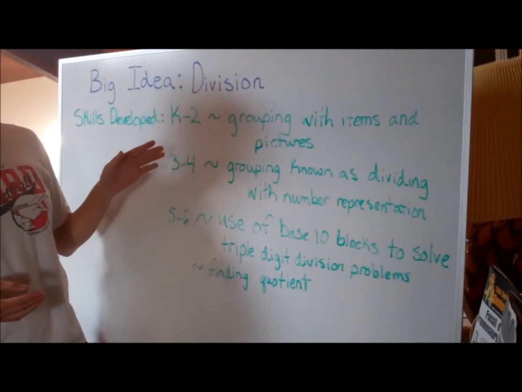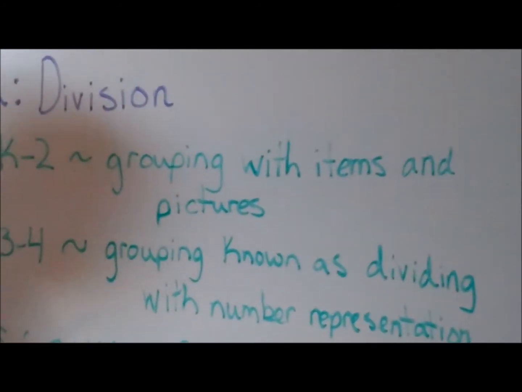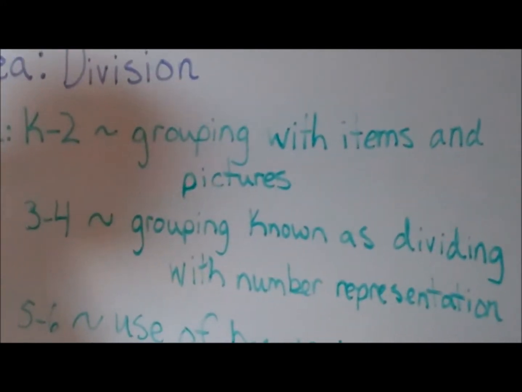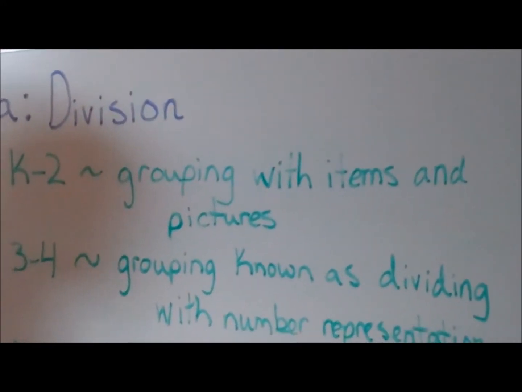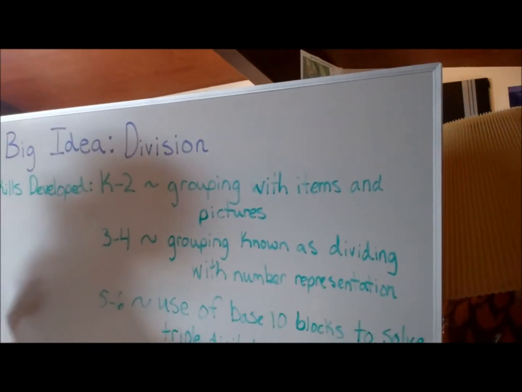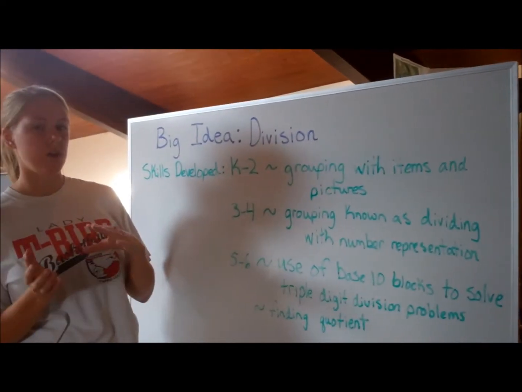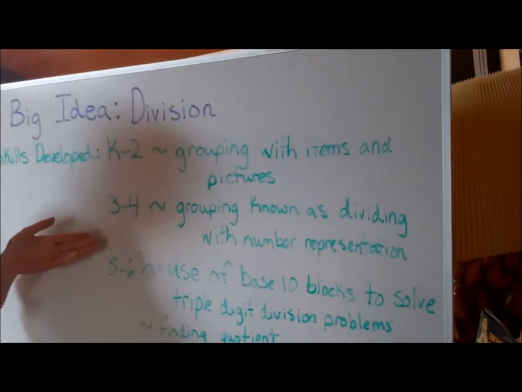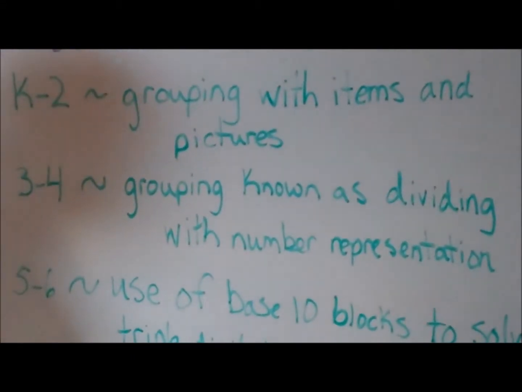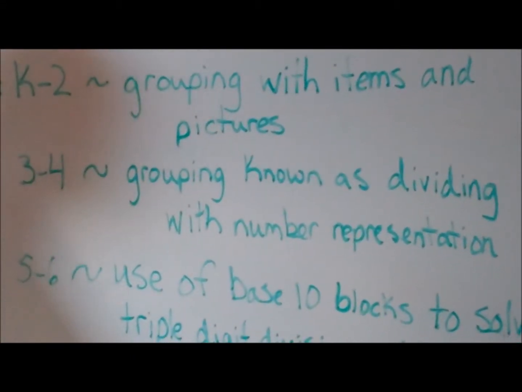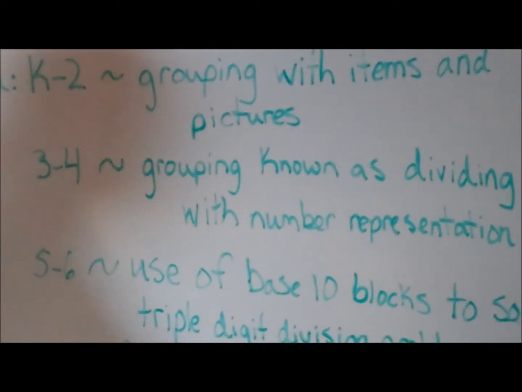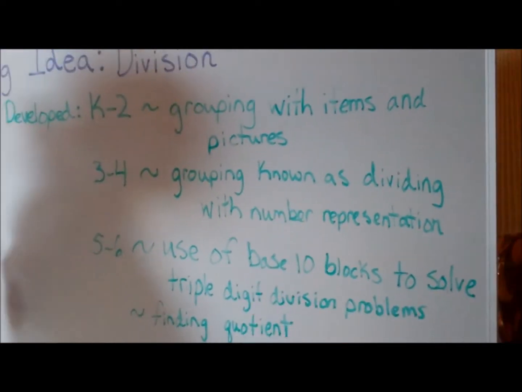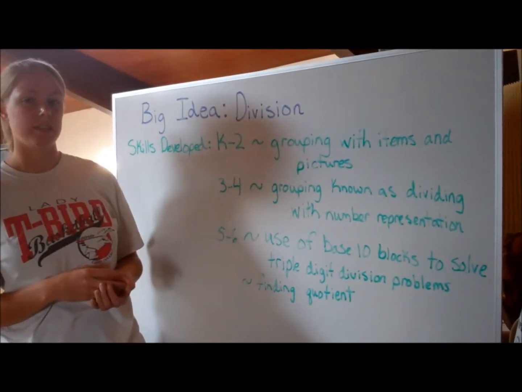So for kindergarten through 2nd grade, we're going to work with grouping items with pictures and actual manipulatives that will help students see how numbers or how items can be broken up and grouped together. In 3rd through 4th grade, we're going to be grouping, which is known as dividing, and we're going to introduce that term with the number representation.